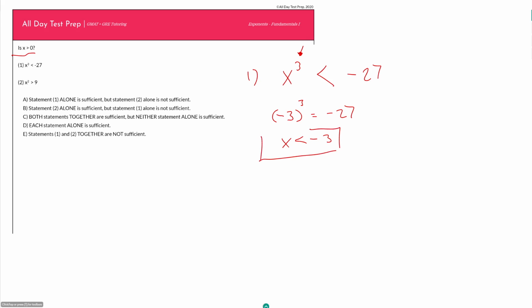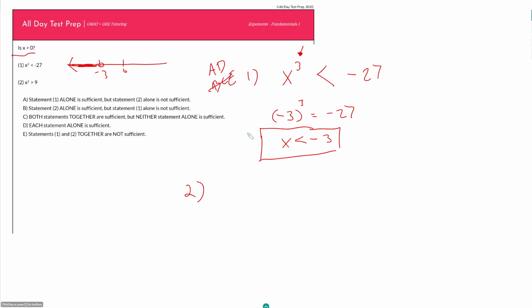If it is going to be more negative than negative 27, and x is less than negative 3, x must be negative, and it definitely must be less than 0. So this is sufficient. It is sufficient to say no, because the question is asking, is x greater than 0? If we were to diagram this on a number line, it would look something like this. 0 is here and negative 3 is here. x could be anything that is less than negative 3, so you would have an arrow going like this. It is a one-sided solution.